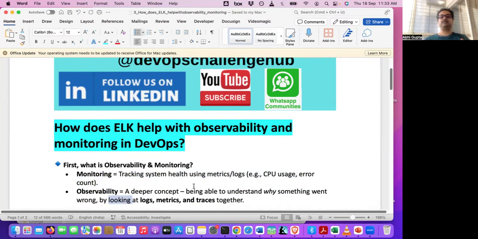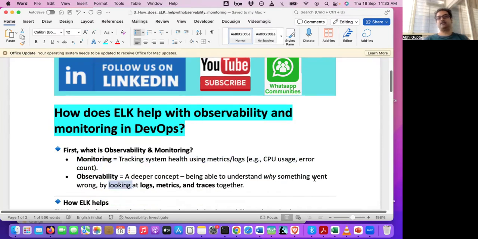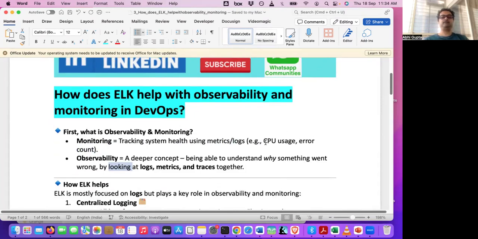Observability is a deeper concept. It's being able to understand why something went wrong, why it happened, why the CPU is 80%, 90%, or why there are so many errors coming. You trace back the logs, you see all the logs, and then you understand the pattern and you debug. So you look at the logs, metrics, traces, all these things together and try to understand why that incident happened. So that's the difference between monitoring and observability.